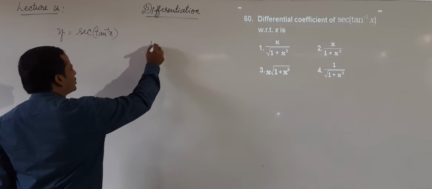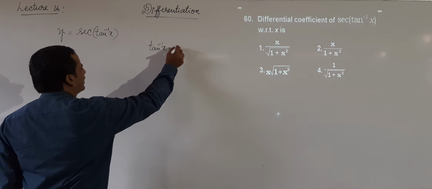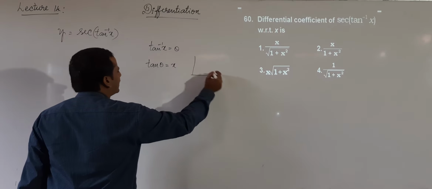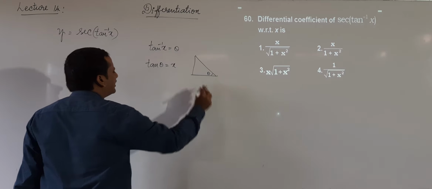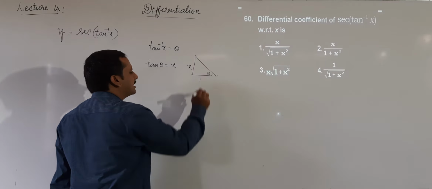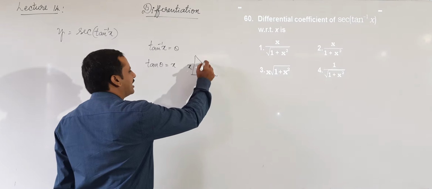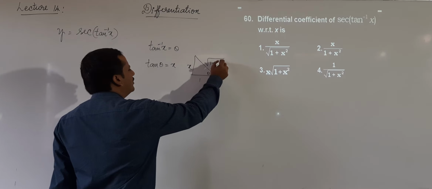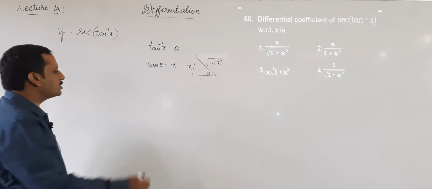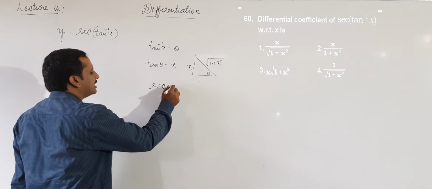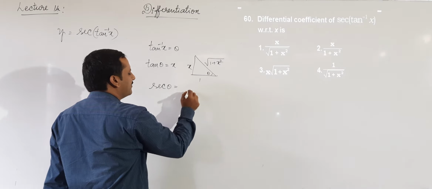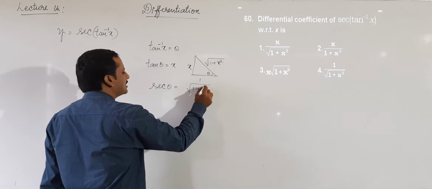So, I will make a substitution here, put tan inverse x equal to theta, then tan theta is equal to x. Draw a right angle triangle. Tan theta is defined as opposite by adjacent. So, x by 1. If this is x, this is 1, then the hypotenuse would be root of 1 plus x square, right? Root of x square plus 1, or 1 plus x square. So, from this you write down what is secant theta. Secant theta is defined as hypotenuse divided by adjacent, that is root of 1 plus x square by 1, which is root 1 plus x square.